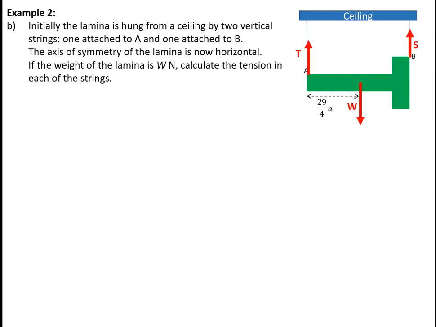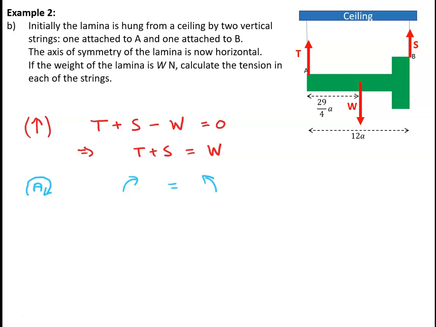We've got the tension in A, and we've got a different tension in the string at B. So, resolving vertically, I've got T plus S minus W must equal 0. Which tells me that T plus S must equal W. And if I take moments about the point A, then the clockwise moments must equal the anti-clockwise moment. W is trying to turn the T shape in a clockwise direction, so we've got a clockwise moment of W times 29/4 a must equal S times 12a. In other words, we've got S is 29/48 W, which then tells me that T must be 19/48 W.